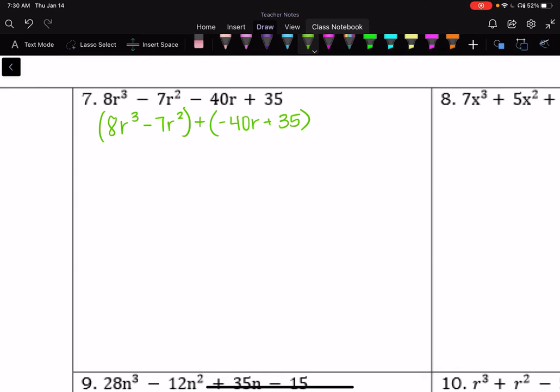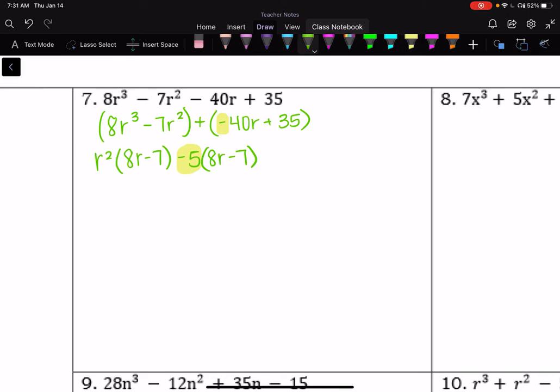Now we're going to take a GCF from each group. My first GCF is r squared. That leaves me with 8r minus 7. And my second GCF is going to be negative 5. And that's going to leave me with 8r minus 7. You may wonder why I pulled out a negative 5. Well, I chose a negative because my leading term of my second group was negative. So to make our funny GCFs match, we'll have to pull out a negative number here.